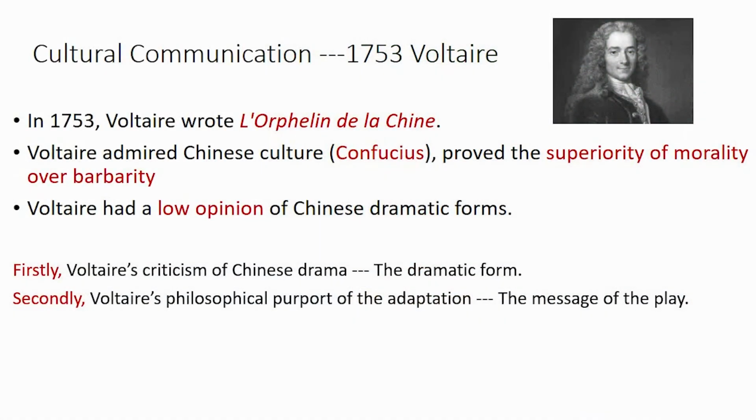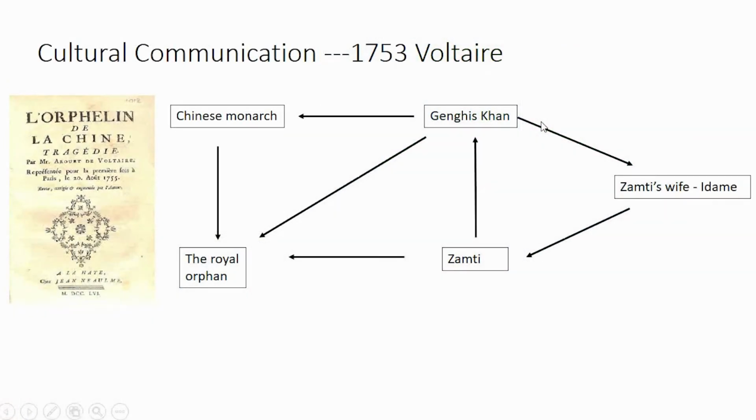So I will discuss Voltaire's adaptation in detail from two angles. Firstly is his criticism of the Chinese dramatic form. And secondly, I will talk about the philosophical purport of the adaptation, his appreciation of the message of the play. So let's look at the story first. Instead of a tragedy of revenge, Voltaire changed the play into a moral piece, and he introduced a person called Genghis Khan. You might have heard of him. He is a very famous Mongolian conqueror.